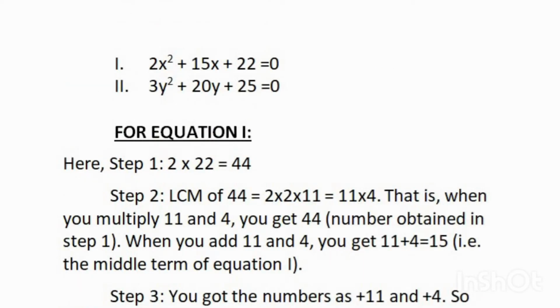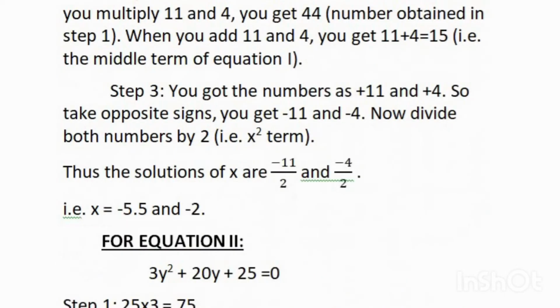Now divide both numbers by the x square term. Here the x square term is 2. So divide both numbers by 2. So minus 11 by 2 is minus 5.5, and minus 4 by 2 is minus 2. So we got the values of x, which is equal to minus 5.5 and minus 2.